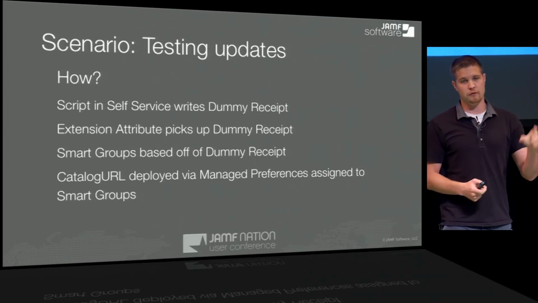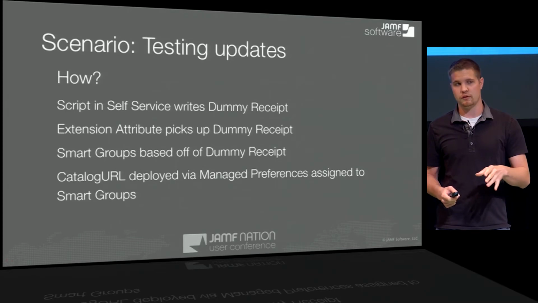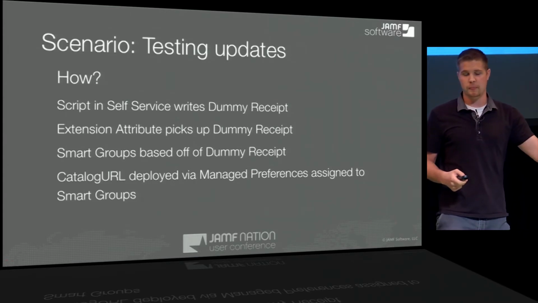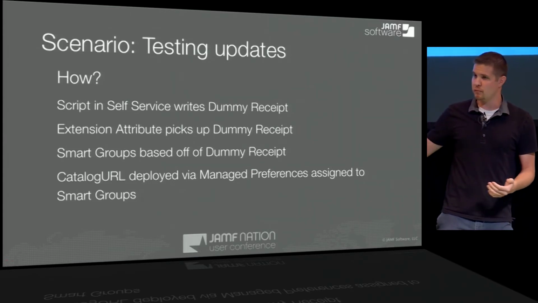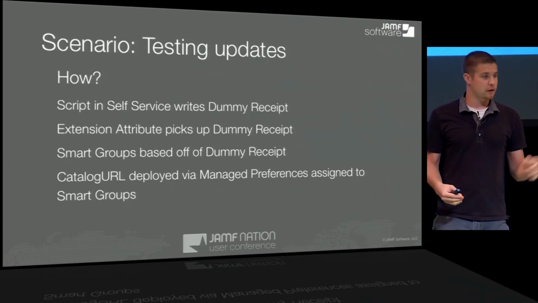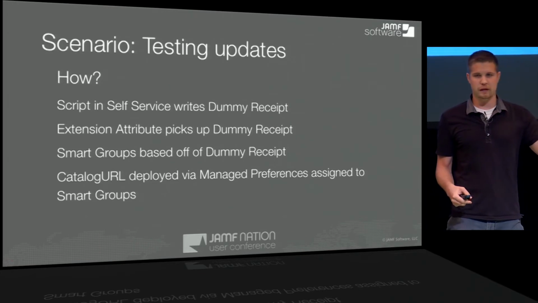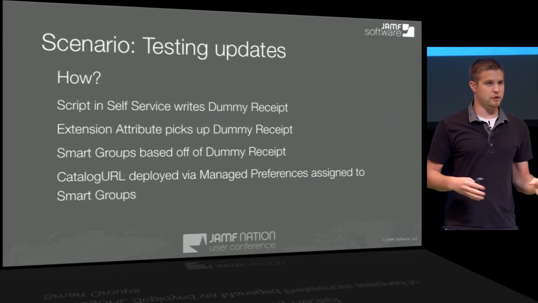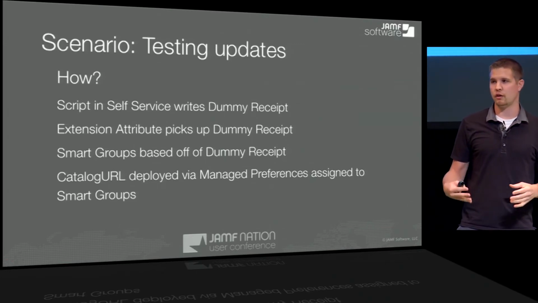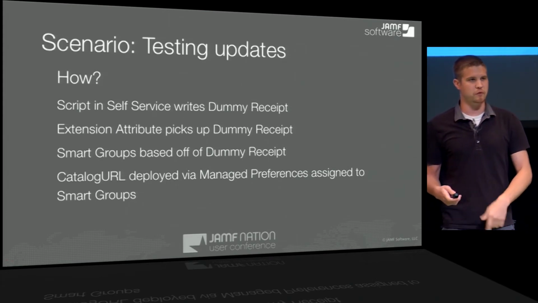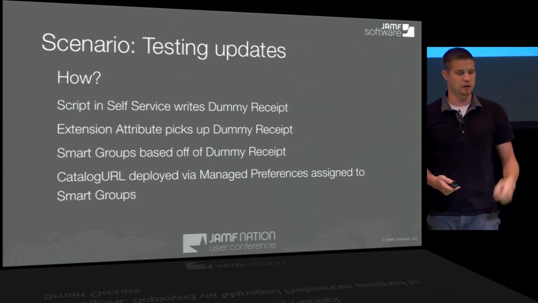So like I said, we're going to give those pilot people the option in self-service to install those updates first by clicking that policy, which will write the dummy receipt and put them in the correct group. Then when our software update script runs, since we ran a recon and got inventory, we moved them into the correct smart group. That script doesn't care if it's production or not; it's going to use the correct catalog URL that's been set with that managed preference. And then at the end of that script, we have it moving back into the production catalog.